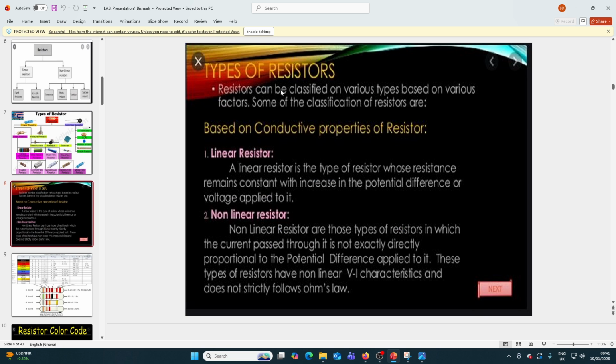Before we do that, let's look at a linear resistor and then a nonlinear resistor. A linear resistor is a type of resistor whose resistance remains constant with increase in the potential difference or voltage applied to it, just like I said. And a nonlinear resistor is a type of resistor in which the current passing through it is not exactly directly proportional to the potential difference applied to it. So as you can also see here, that's the difference.